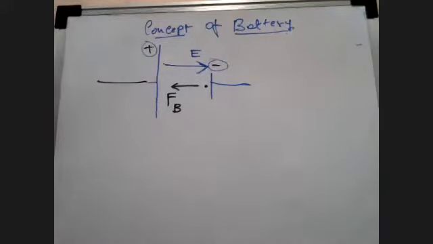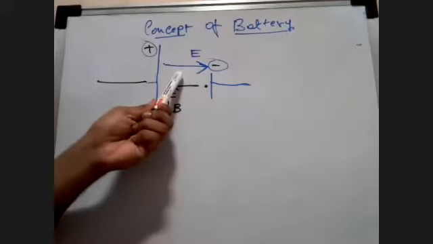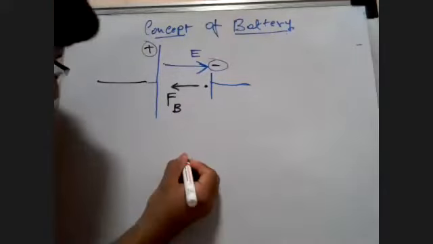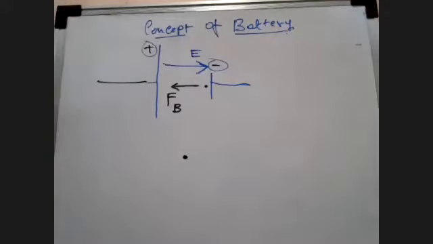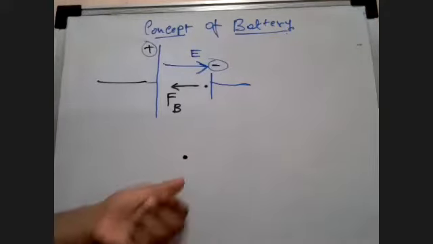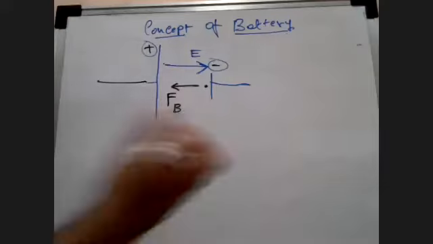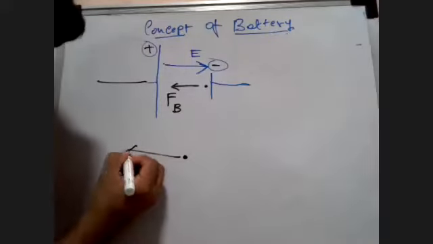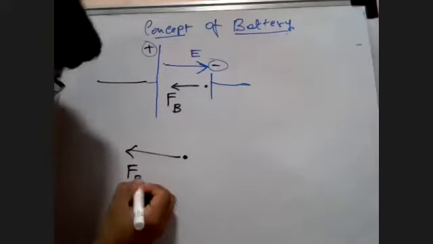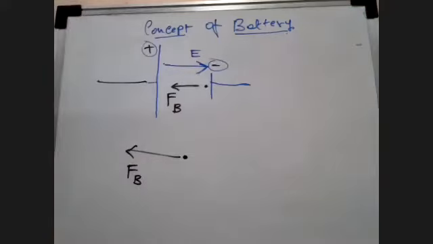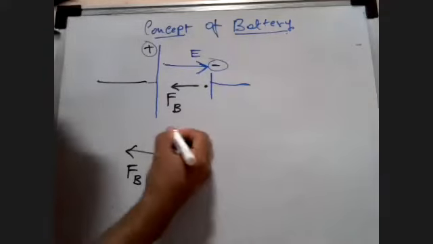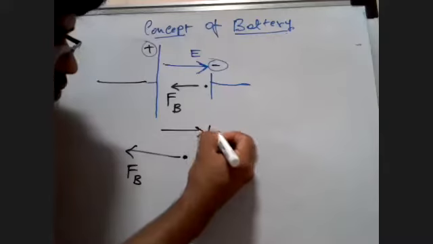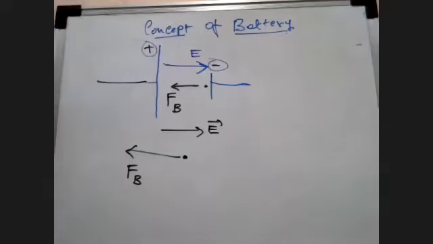So if I am considering a positive charge right in between this, and I take it separately outside like this, can we draw a free body diagram of forces on this positive charge? I can say that this is FB. And I also know that the electric field is in this direction.